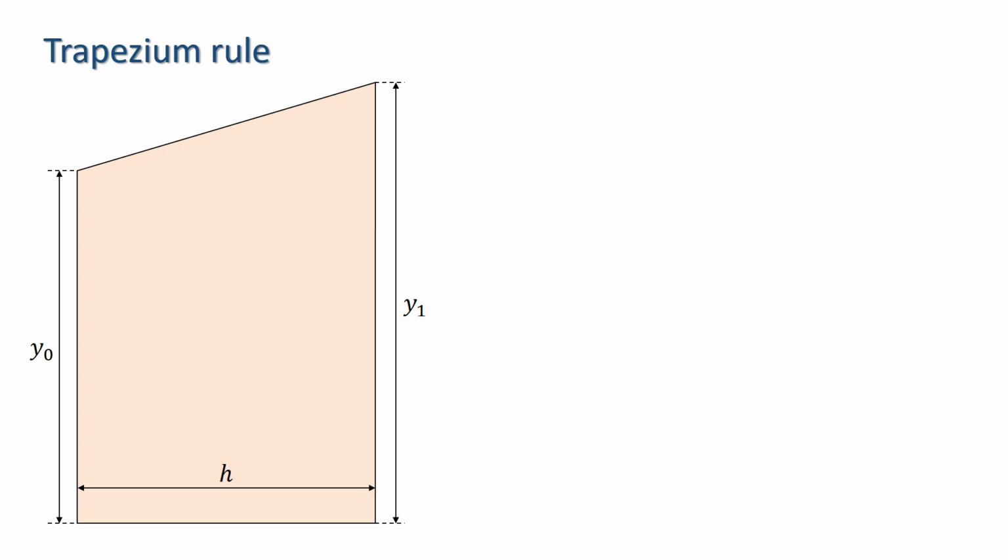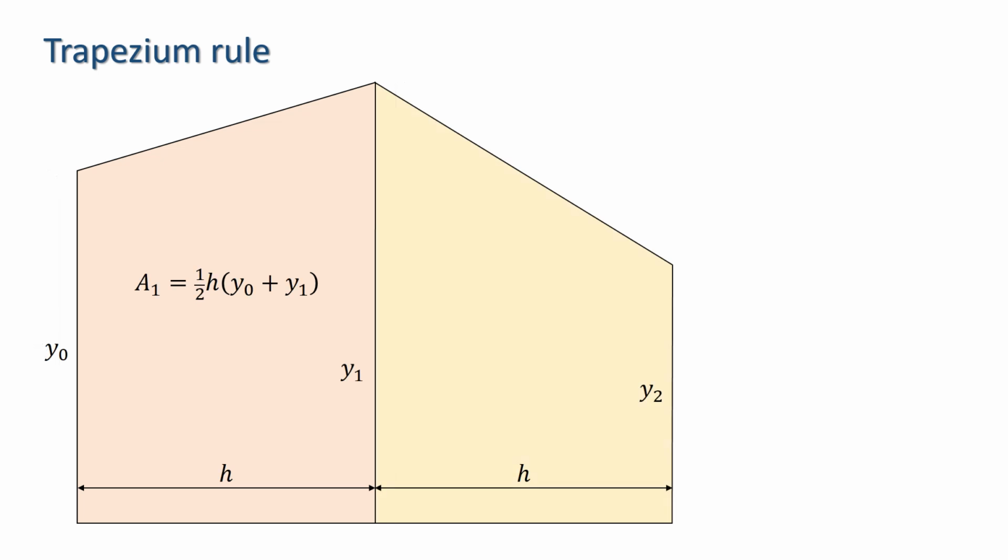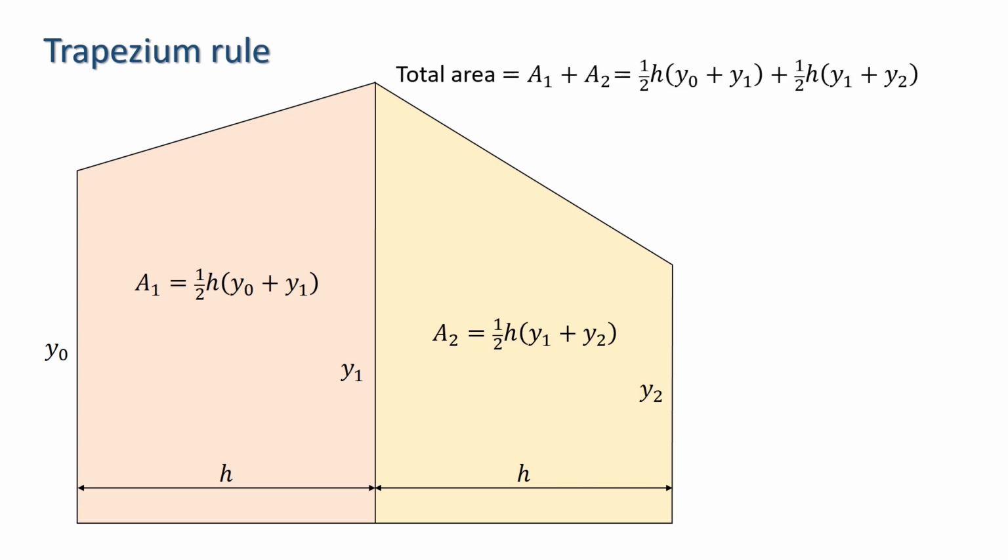Okay, so here we have a single trapezium with width h and dimensions y0 and y1 in the y direction. The area of the trapezium is a half h times y0 plus y1. Now let's add a second trapezium of the same width. The second trapezium has dimensions y1 and y2 in the y direction, and thus has area a half h times y1 plus y2. If we add these together, we have A1 plus A2 equals a half h (y0 plus y1) plus a half h (y1 plus y2).